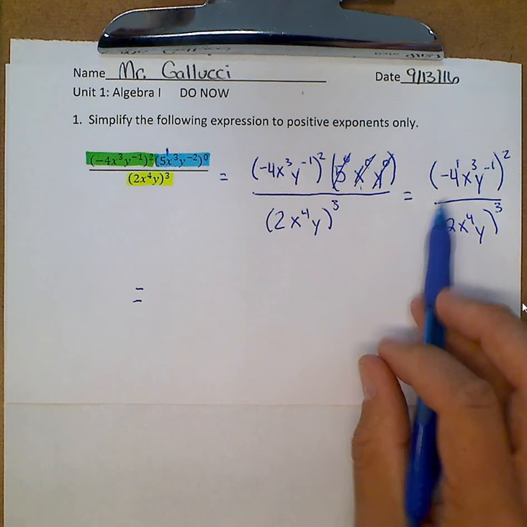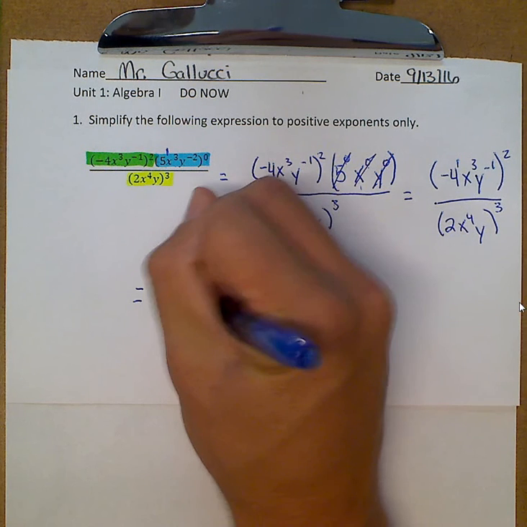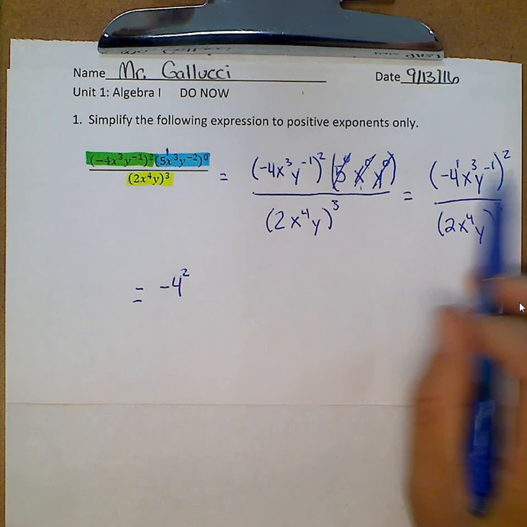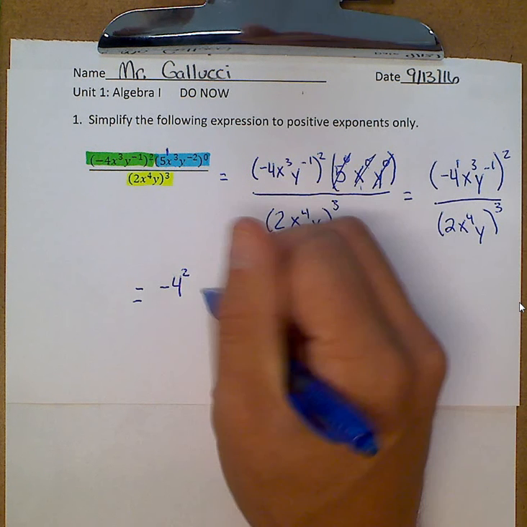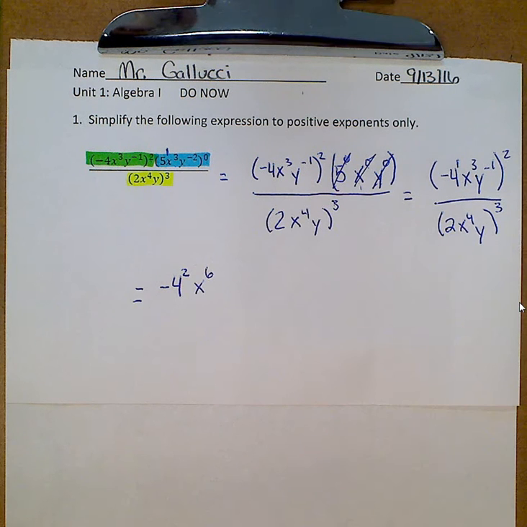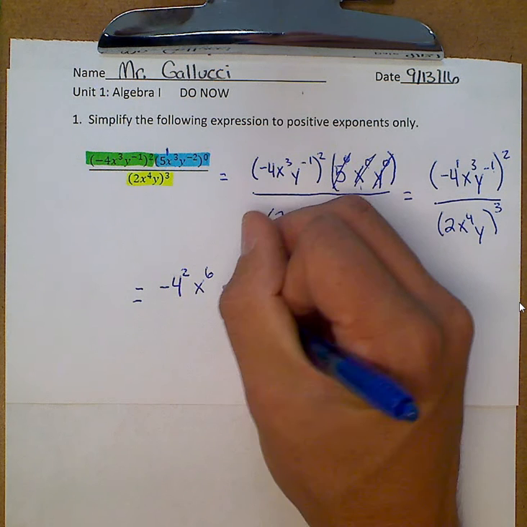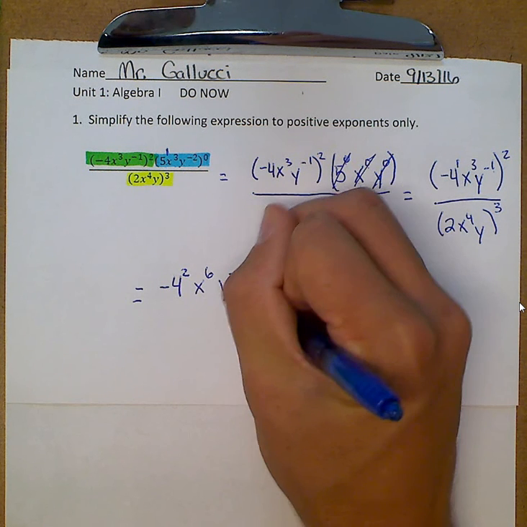So negative 4 raised to the first, 1 times 2 is 2. Negative 4 to the second. X to the third raised to the second power is 3 times 2 is 6. Y raised to the negative first power to the second is negative 1 times 2 is negative 2. Again, bases stay the same.